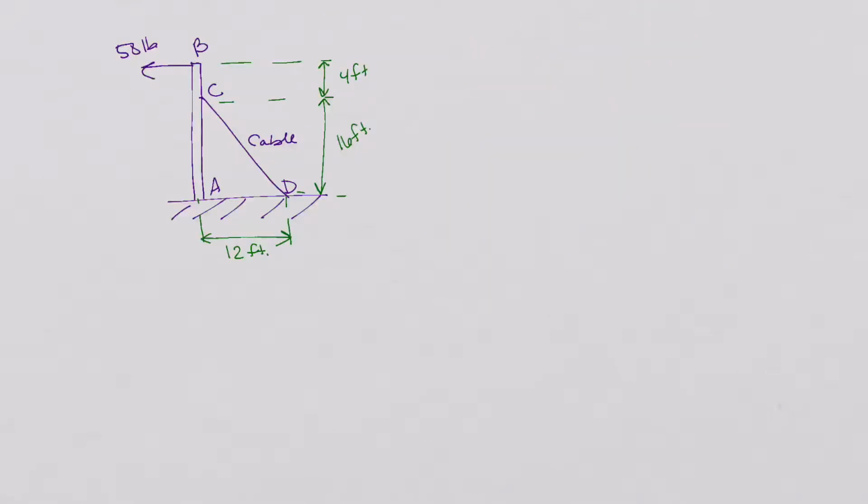All right, so for this case, we have bar AB, and we have a 50-pound force acting to the left at point B. From point C to point D, we have a cable holding it up, and then they give us some of the dimensions. So let's go ahead and draw the free body diagram for this one. So we're going to isolate AB, and then let's go ahead and put the forces on it. So we have a 50-pound force here.